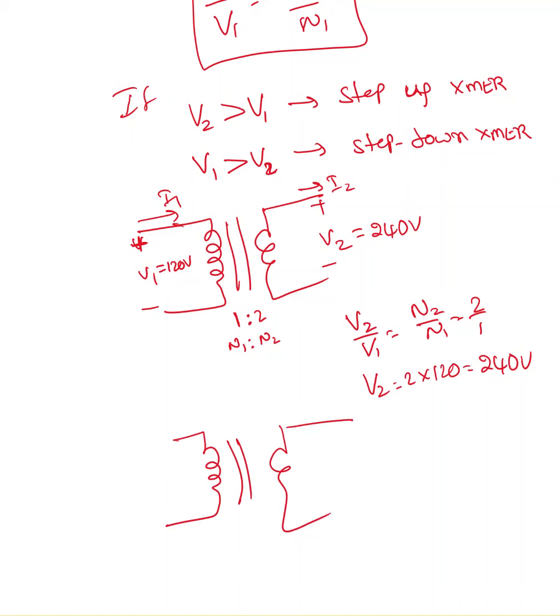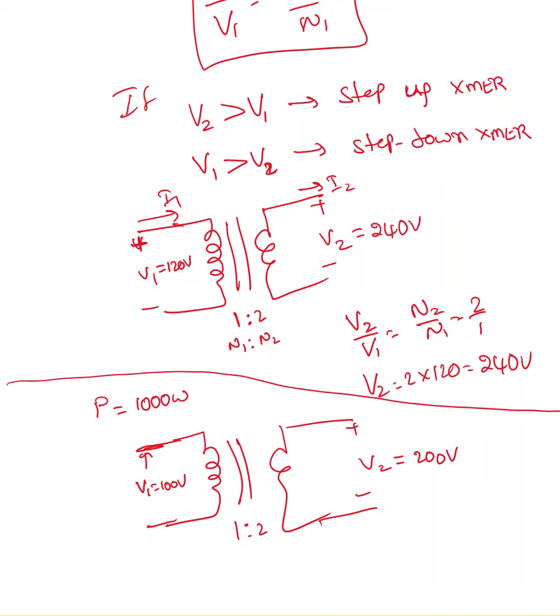Okay, now the rating of this transformer is P equal to, say, 1000 watt. For simplification purposes, I'm going to take V1 equal to 100 volt. And what is V2 in this case? If I take this as a 1:2 transformer, your V2 must be 200 volts. I'm taking a similar transformer. It is a step-up transformer. We are stepping up the voltage.